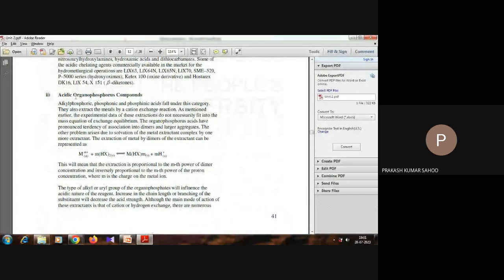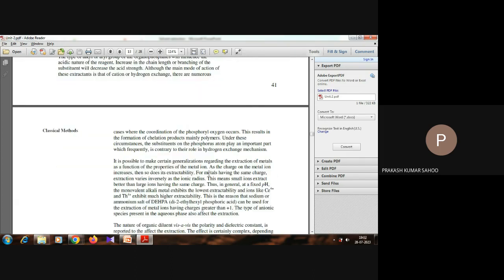Okay, so this is the acidic organophosphorus compound reaction, where the metal M with oxidation state plus n in the aqueous phase reacts with the extractant. Here n is the number of moles, HX is the extractant, and the subscript O stands for organic phase. It will give a product like this, and depending upon the product formed, the metal ion complex in the organic phase, we will separate the metal in the organic phase.